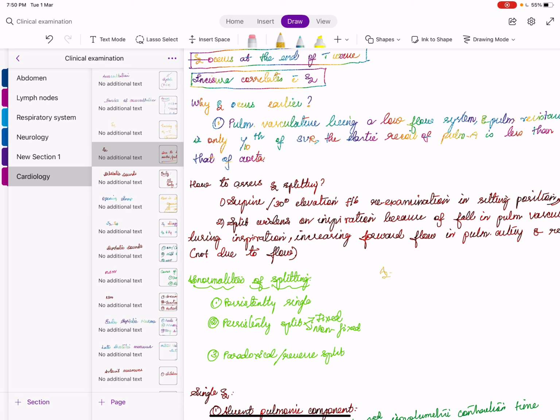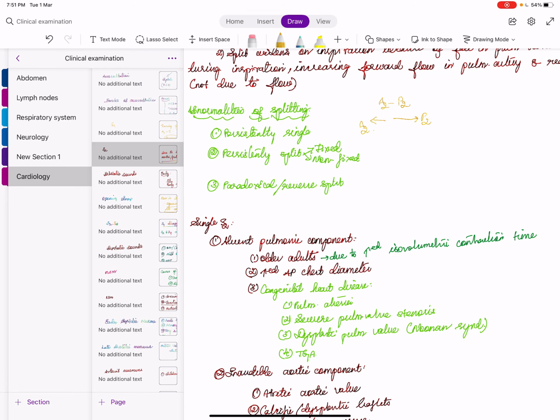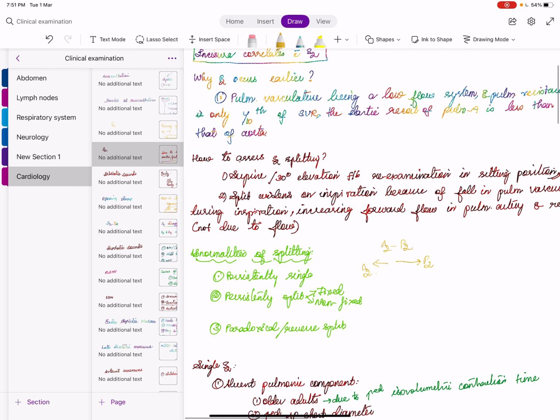If at all it is heard, the first component will be M1 because left side is the high pressure chamber, it closes earlier. So M1 occurs first, T1 occurs later. So if the first sound is split, the first component will be louder, the second will be softer. First is M1, second is T1. Just remember this one. While finally concluding, we'll just have some rapid discussions. In that, we'll be discussing what's the importance of knowing this S1 split.